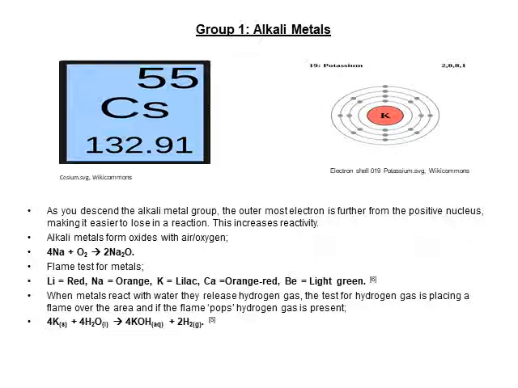When metals react with water, they release hydrogen gas. The test for hydrogen gas is placing a lit splint over the area, and if the flame pops, hydrogen gas is present. The reaction shown below: potassium plus water gives potassium hydroxide plus hydrogen gas.